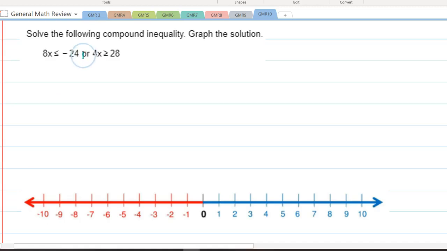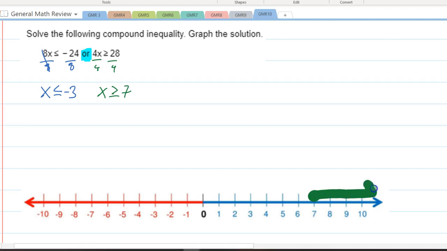This one is a disjunction because we see or. When we solve these, we have: let's start with x is greater than or equal to 7. I go to 7. I have an equal to, so I put a solid dot, and the arrow is pointing to the right. So my graph goes to the right.